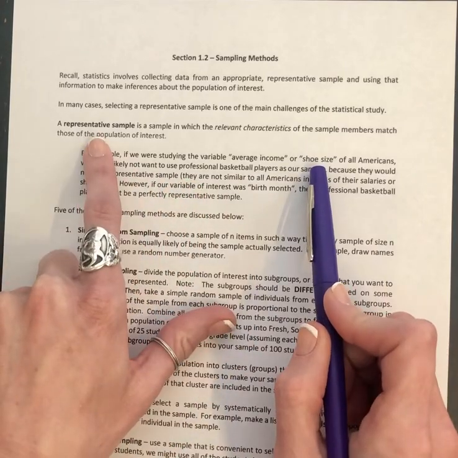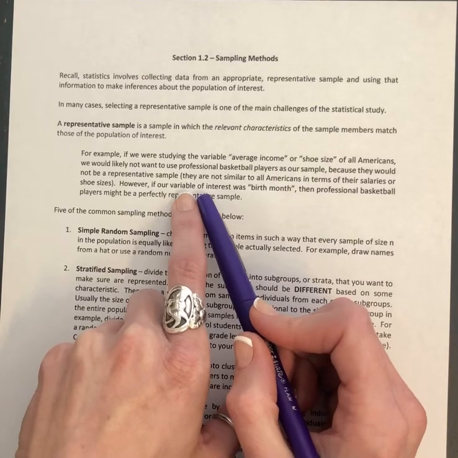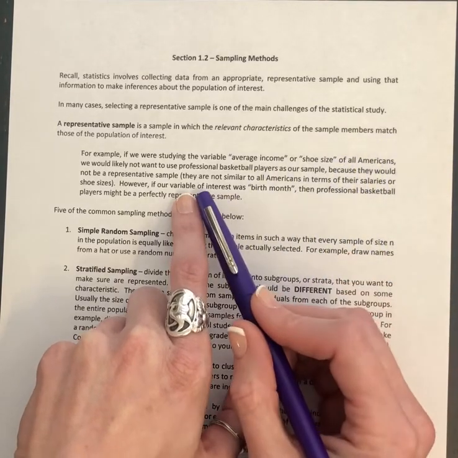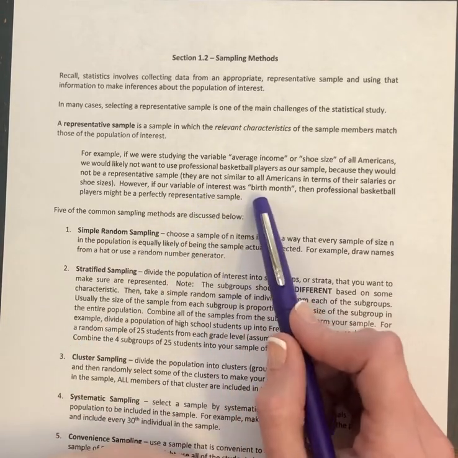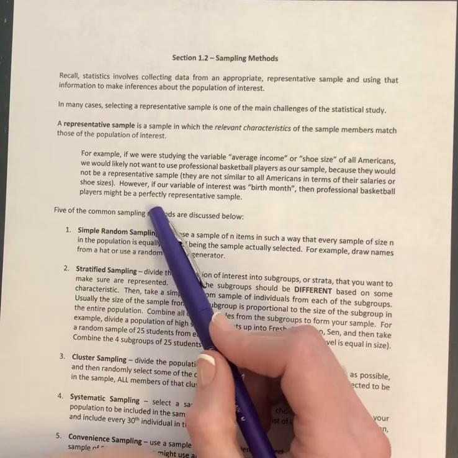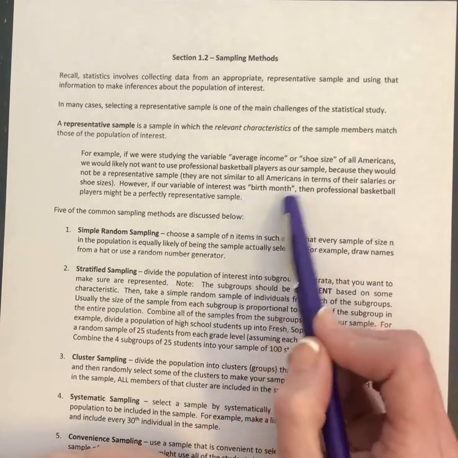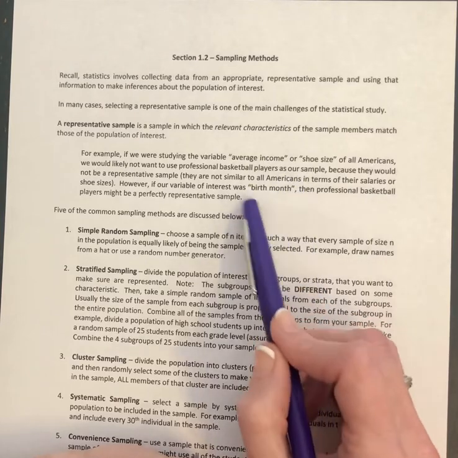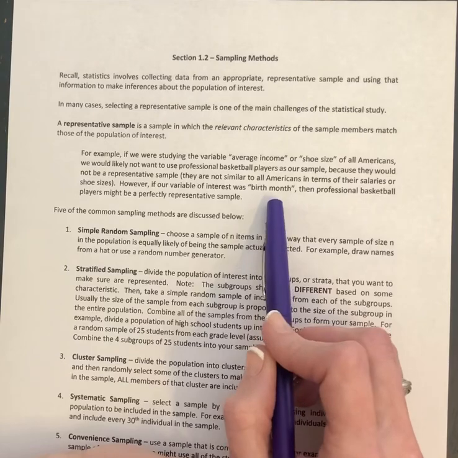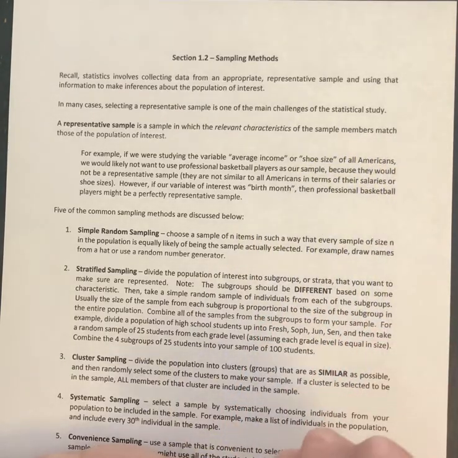So trying to use professional basketball players, if I was studying average income or shoe size, would not be a good representative sample. However, if we had a different variable of interest, same population, maybe our population is still all Americans, but this time our variable of interest is birth month. In that case, professional basketball players might be a perfectly reasonable representative sample, because they shouldn't tend to have any different variability in terms of their birth month than every other American does.